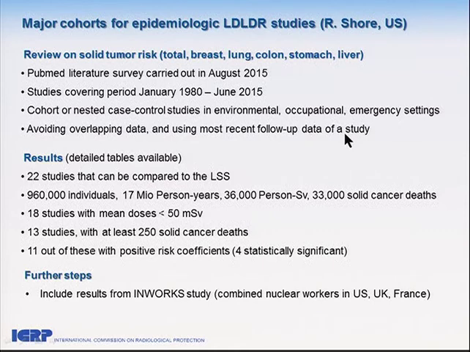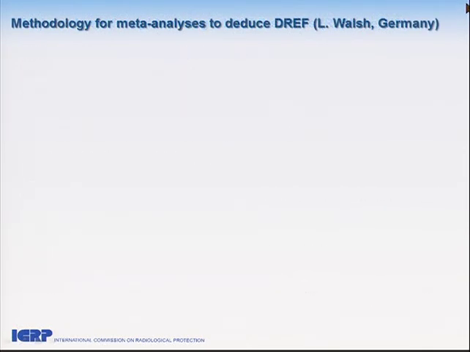The INWORKS study is a combined study of nuclear workers from the US, UK, and France, about 300,000 individuals. And you may have heard that this study just came out and was published yesterday. So now we can continue, including the INWORKS study, and do a meta-analysis of the data. And the meta-analysis to deduce a dose rate effectiveness factor from the epidemiological study is currently being done by Linda Walsh from Germany.